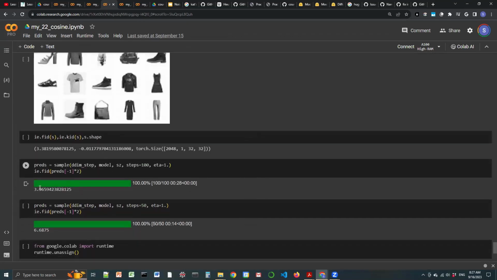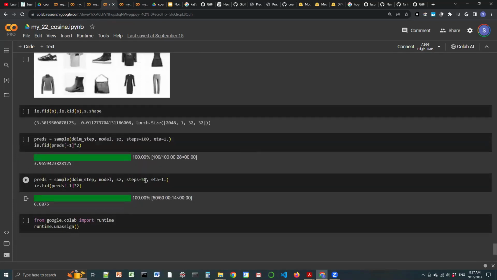So you do the threads and you compare it, you get a 3.96. If you do steps of 100, but with an eta of 1.0. And then you do 50 steps instead of the 100 steps. So this is one where you're jumping steps, you're taking fewer steps than 100, and it doesn't quite double, but you can see the FID has increased.